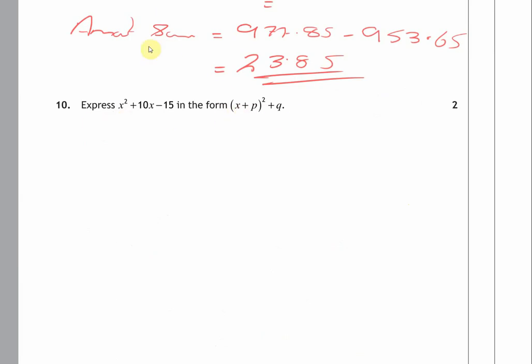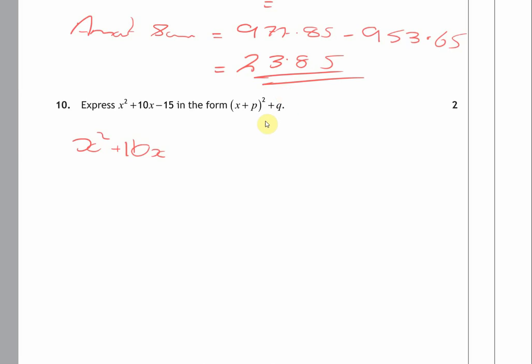So question 10 now asks us to express this quadratic in this form. So this is just simple completing the square. To complete the square, we'll neglect the minus 15 to start with, and we'll only concentrate on the x squared plus 10x. So we'll have x squared plus 10x. And this is the part we're going to find first, the x plus p and then squared.